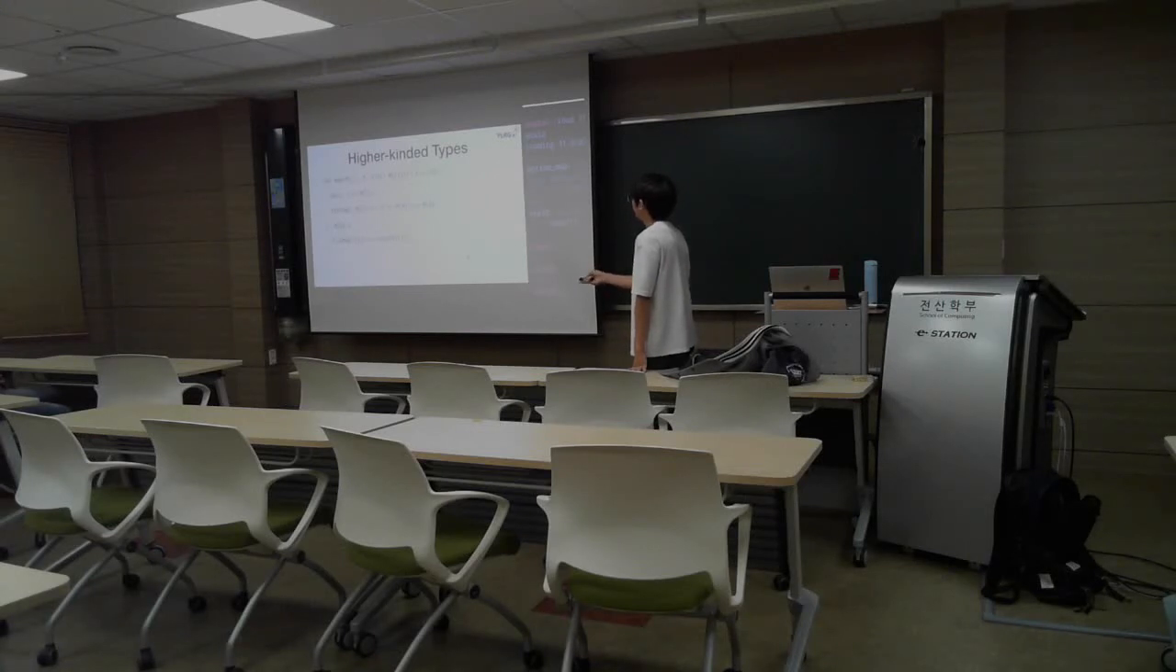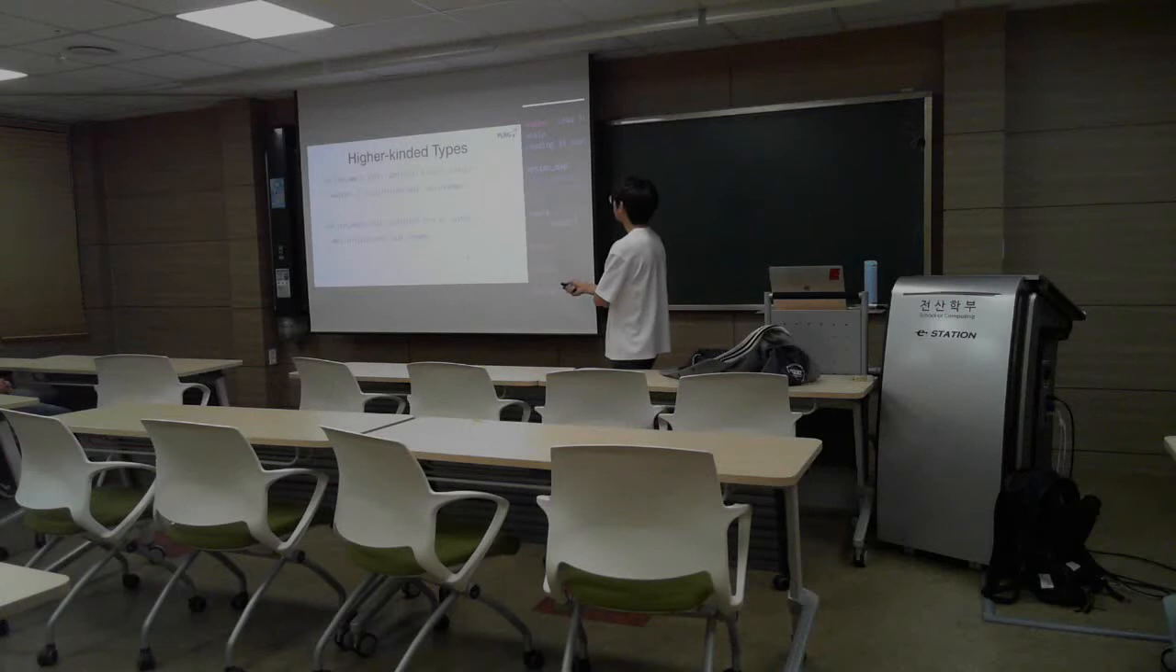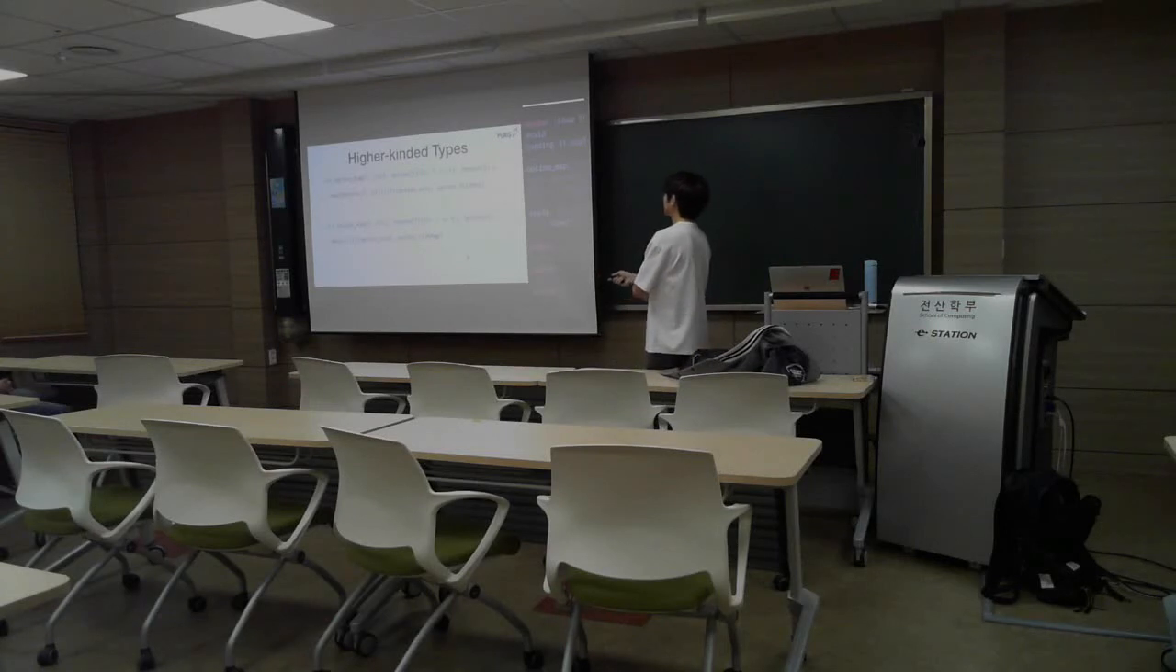And now we can define the list map function by calling this generalized map with type arguments list and T and S. T and S are given from here. And we can omit these type arguments as well. And for option, it's similar.